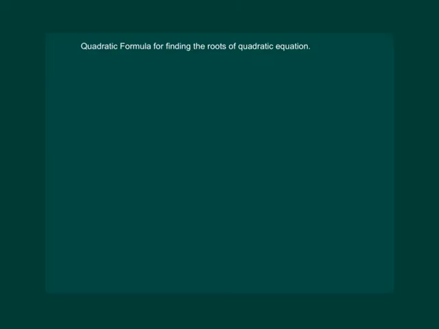We are now in a position to derive the quadratic formula for finding the roots of a quadratic equation. So let us start with the general form of the quadratic equation, which is ax square plus bx plus c equal to 0, where a cannot be equal to 0. Let us solve this equation by the method of completing the square.